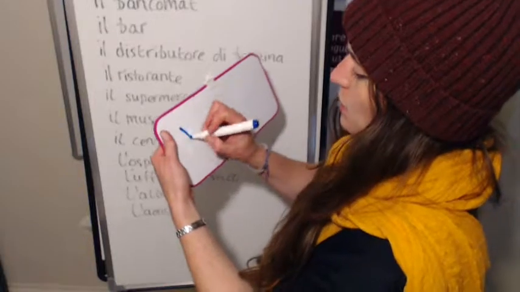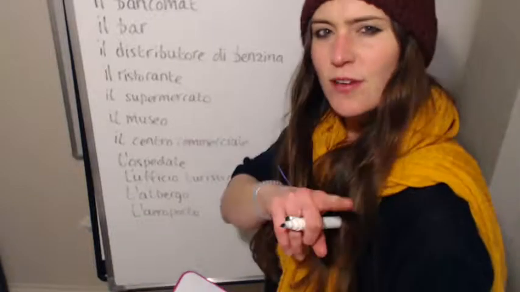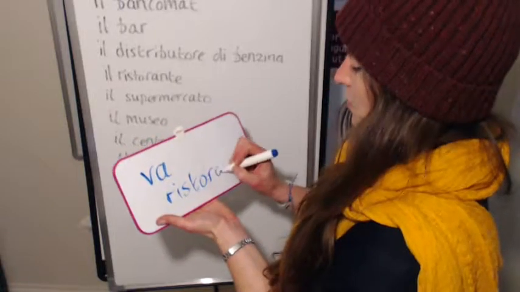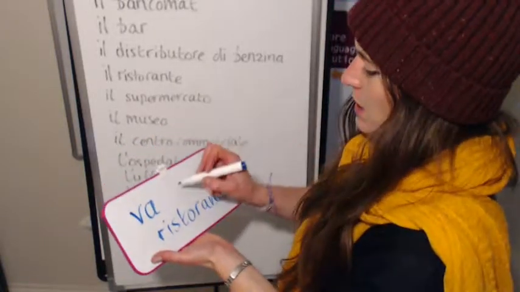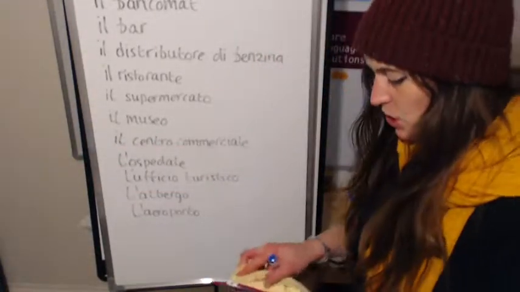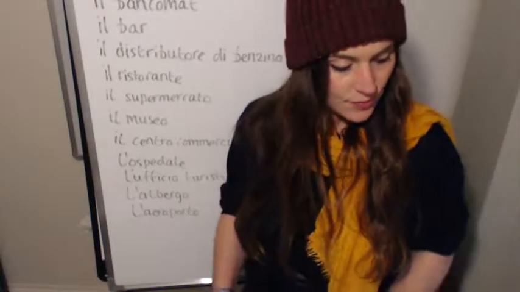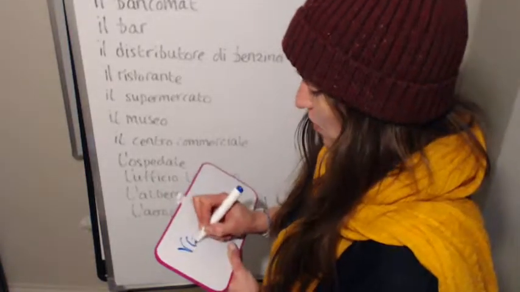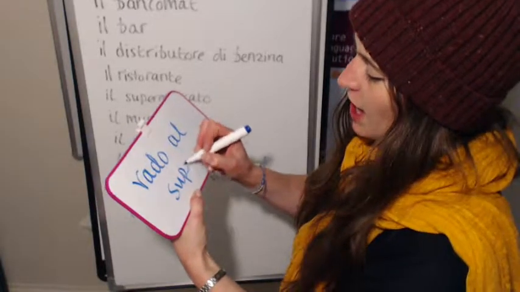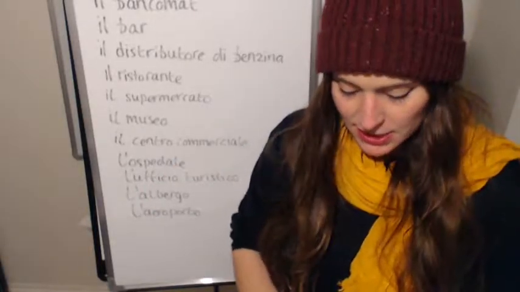So that would be he or she: va, lui or lei va. What did I just say, to the restaurant? We've got ristorante, we want to say to the restaurant. A plus il, va al ristorante. Molto bene. Okay, come si dice? I am going to the supermarket. Vado, sì, to the supermercato, sì. Molto bene.